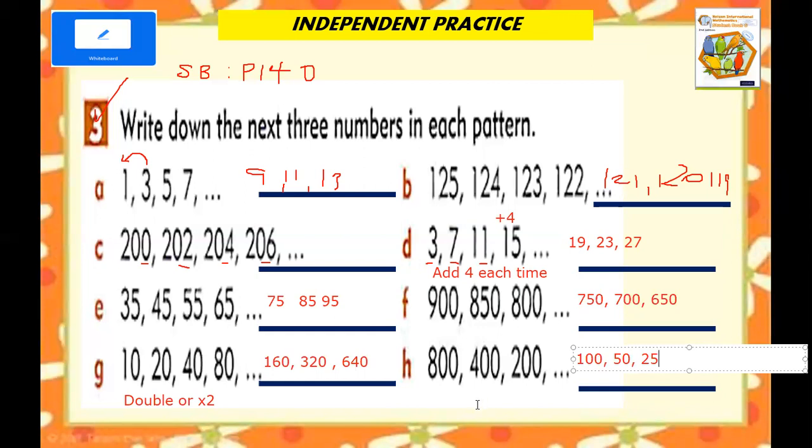Very good. I hope you understand the lesson now, how to write the next three numbers of a sequence or pattern. You check the first and second terms and then find the rule so that you can complete the sequence. Okay, year 6, I hope this is very easy for you now. Okay, let's go to the last question now.